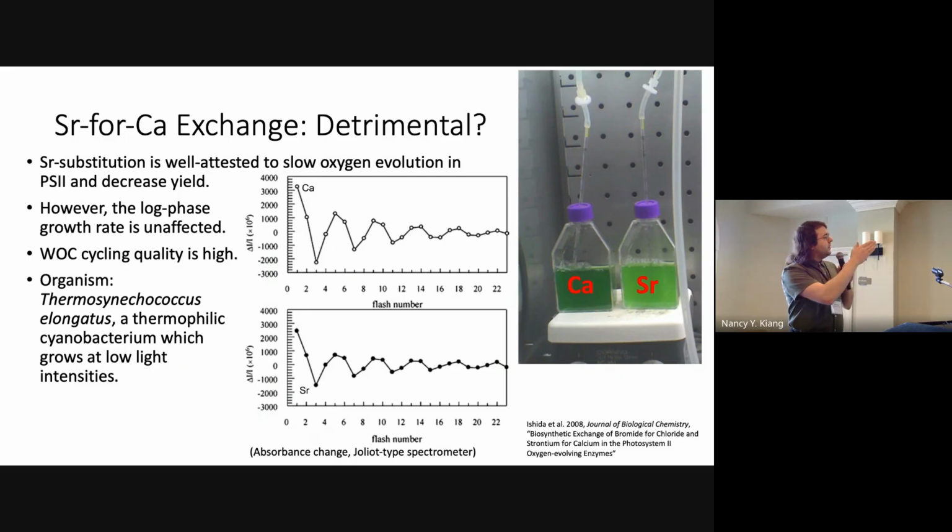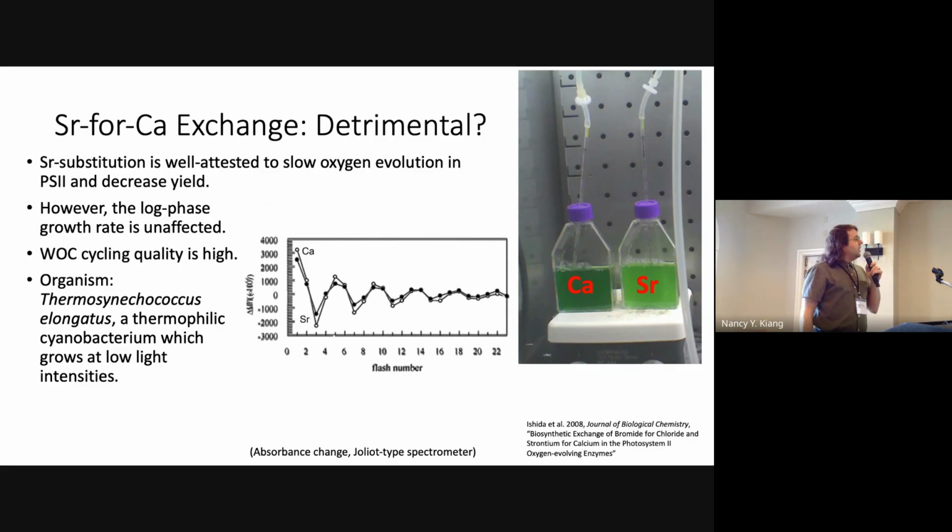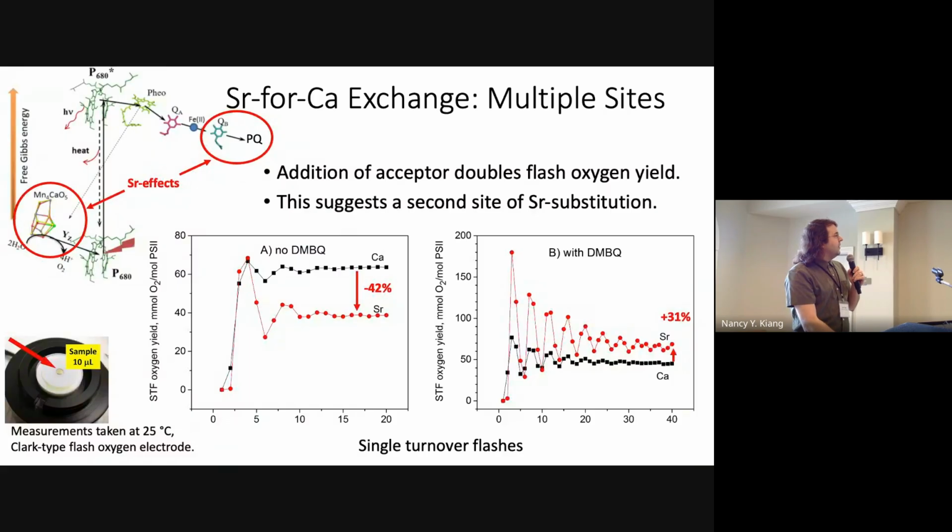We grew Thermosynechococcus, from which that crystal structure was obtained, with whole cell substitution of strontium, and this has been done for decades at this point. You get very similar oscillations in the activity of the water oxidizing complex with strontium as compared to calcium. I will note though, this is a thermophilic organism that you grow at fairly low light intensity.